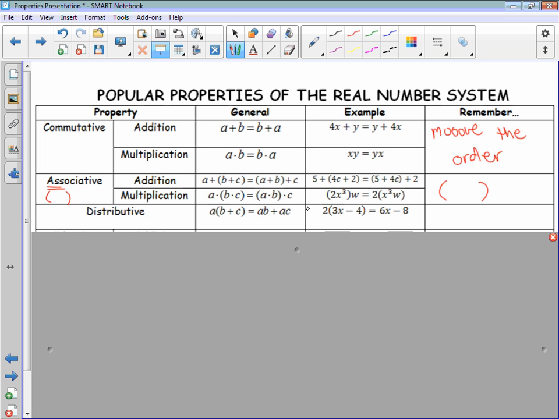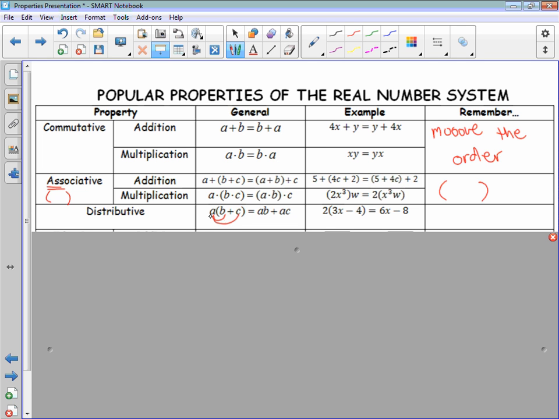You can distribute the number outside times the numbers inside. Whatever number is outside, you can distribute into the numbers that are inside. So think about distributing, like if I'm distributing papers, right? I distribute papers. It's like passing out, right?